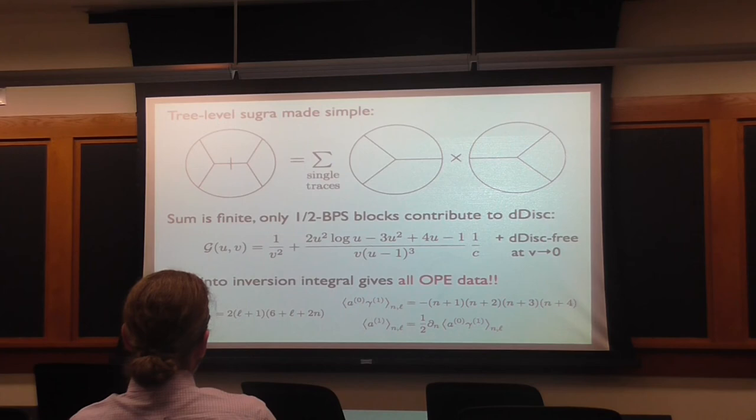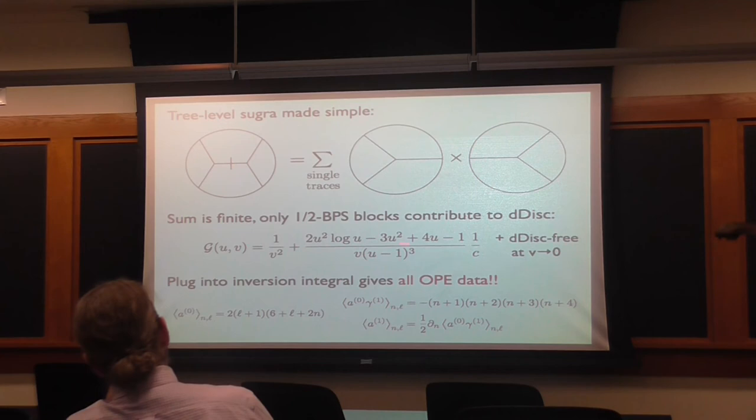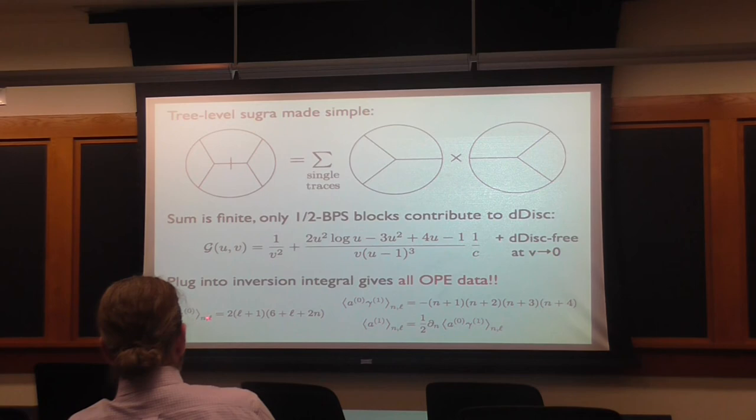Tree level, as I said, is very simple. You just have to account for the subset part, because the discontinuity comes only from light single traces. In this theory, at strong coupling, they only come from half-BPS operators. So that's what you include. There are two of them, and they turn out to give you a very simple double discontinuity. This comes from the specific blocks. Then you just plug that into the inversion integral, and you get the disconnected part of the data, the element dimension, and the one correction to the scaling dimension. So you get all that just by integrating this.